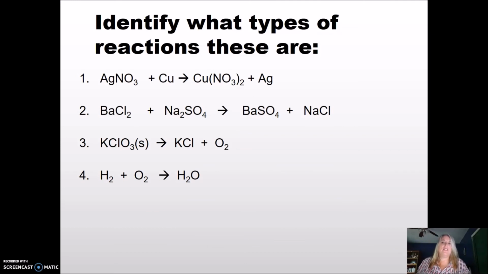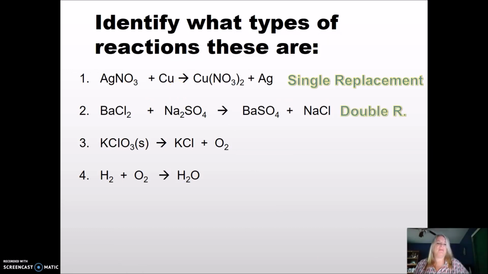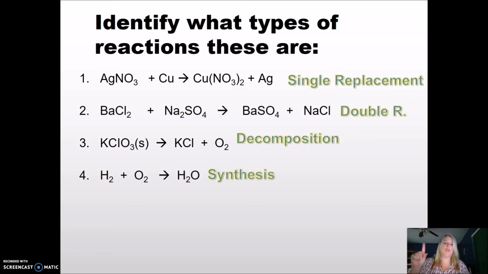All right, take a look at these 4 reactions and see if you can figure out which is which. Pause the video and see if you can identify them. Well, did you say that the first one was single replacement? If you did, you're correct. Right here's my single, and it replaces one in the double. It replaces the silver. The second one, that's a double-double, a double replacement reaction. The third one, decomposition. We have 1 that goes to 2, and that leaves number 4 to be synthesis. 2 goes to 1.